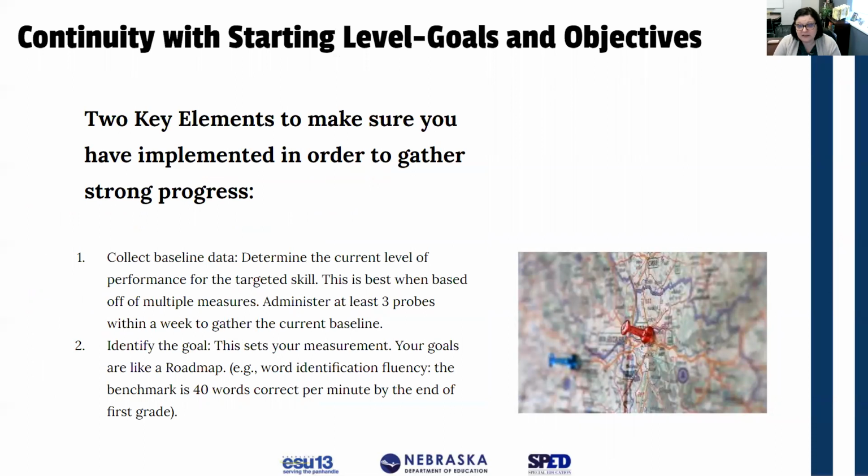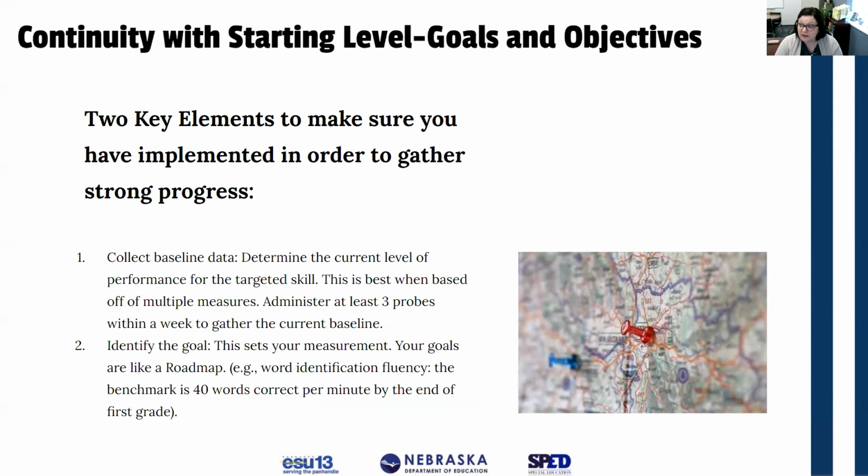The first thing that I want to explore with you is the continuity with the starting level, the goals and objectives. I have two key elements to offer you to make sure that you expand on the information you received from the goals and objectives section. First, make sure you collect baseline data. If you have baseline data, then it becomes very easy to show the progress within your progress report.